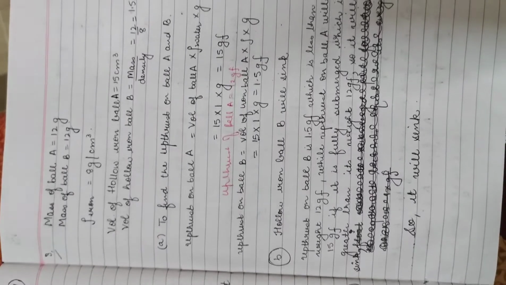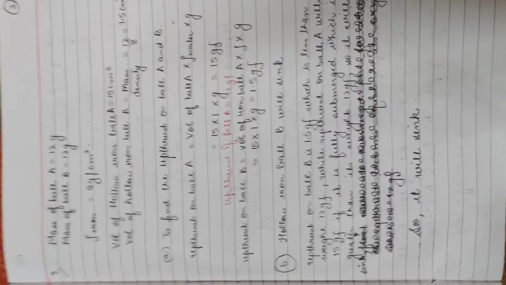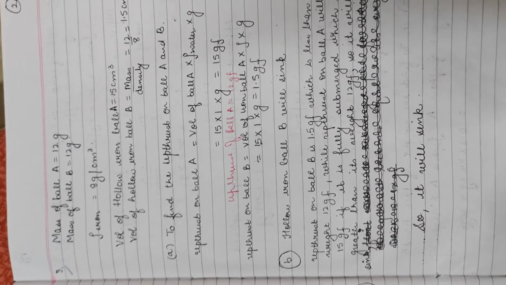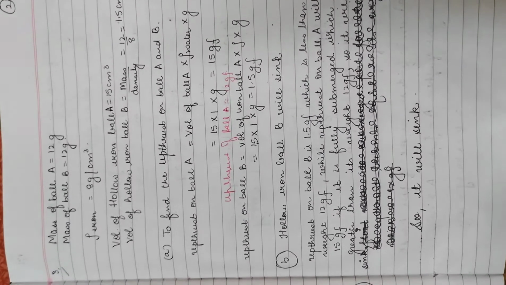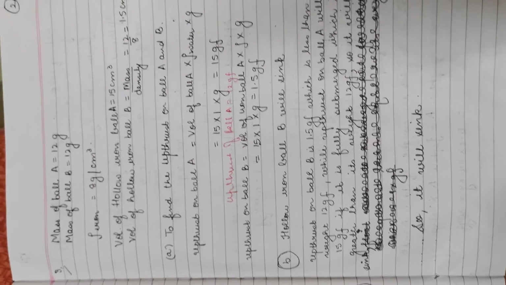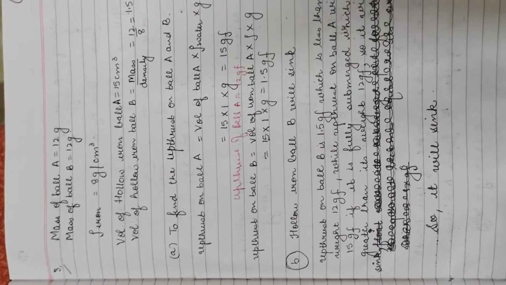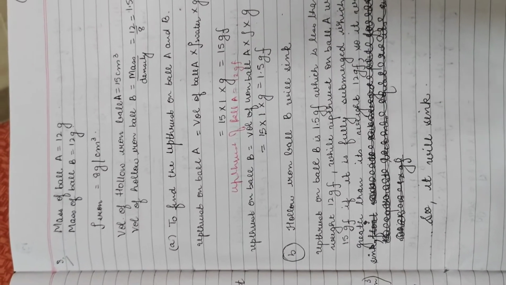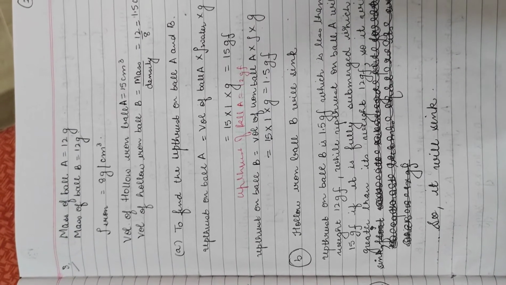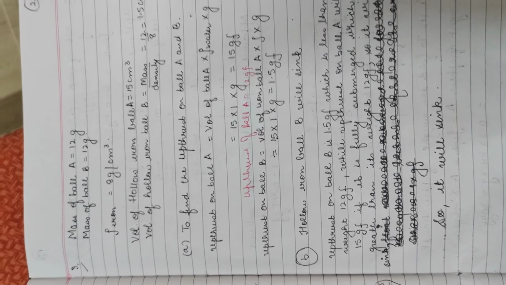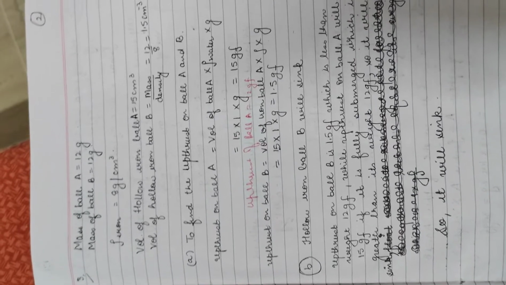Now the third numerical. In the third numerical, you are provided with a hollow iron ball A, of volume 15 centimeter cube, and mass is 12 gram. Mass of ball A is 12 gram. Then they are telling us the solid ball B also has mass 12 gram. Both are placed on the surface of water contained in a water tub. We have to find out the upthrust on each ball, and we have to tell which ball will sink.